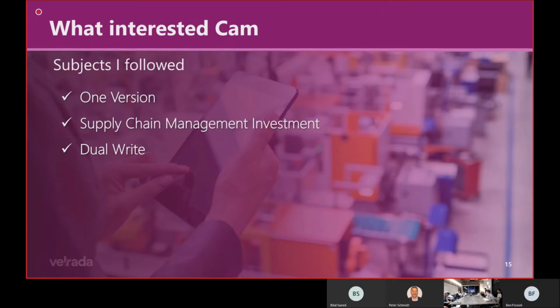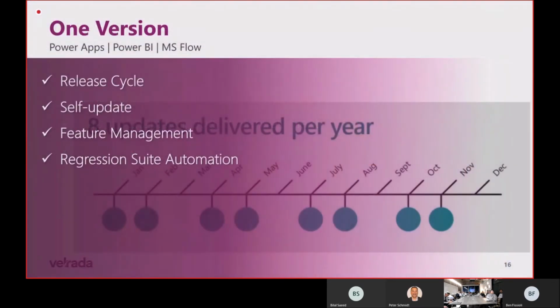Look, for me, there are 3 key things I was going to touch on. The one version concept, while everyone's getting to grips with that, I want to talk about that a little bit. The supply chain management and the investment and where that's going, and touch a little bit on Dual-write. And then any other questions that you might have.